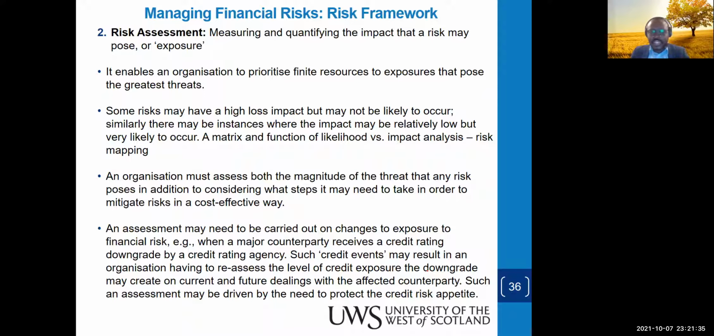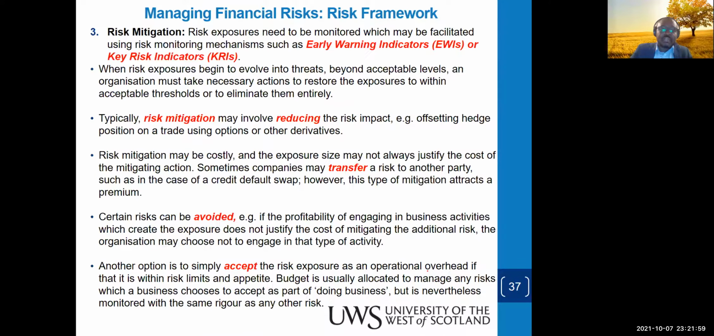So the risk assessment needs to be undertaken almost every time to look at the changes to exposure to the financial risk. For example, when a major counterparty receives a credit rating downgrade by a credit rating agency, we need to put in place some changes to ensure that this can be minimized or will not be repeated. Then the next element we have to look at is the mitigation. Once you've identified and assessed, you should mitigate.